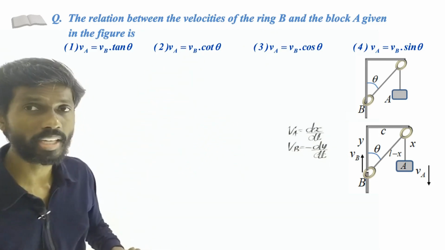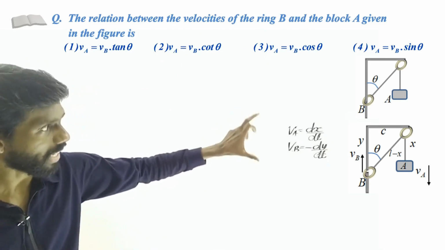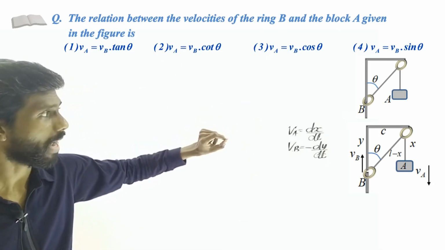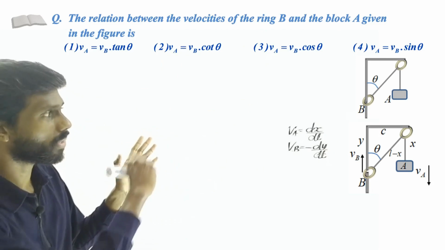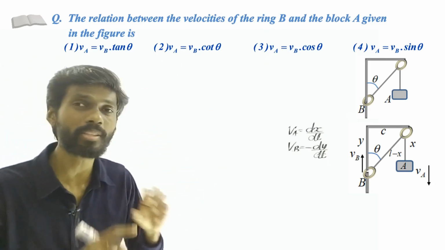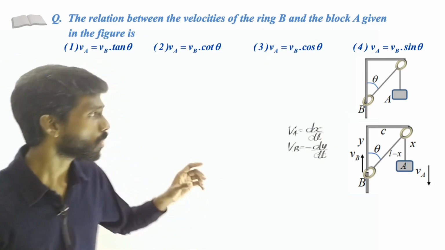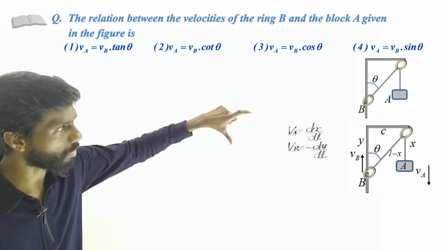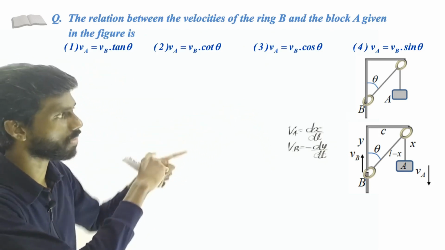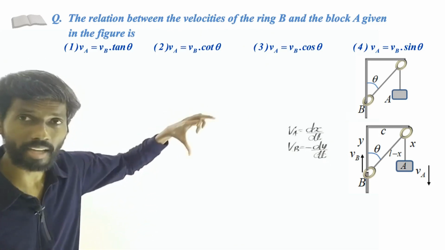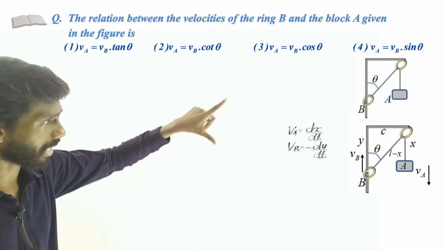So what is the length of the string? The portion of the string that is x below that topmost point, and the portion between these two rings has length L minus x, right? Because the total length of the string can be taken as some constant L. So already x is gone, so the remaining portion between these two rings has length L minus x.